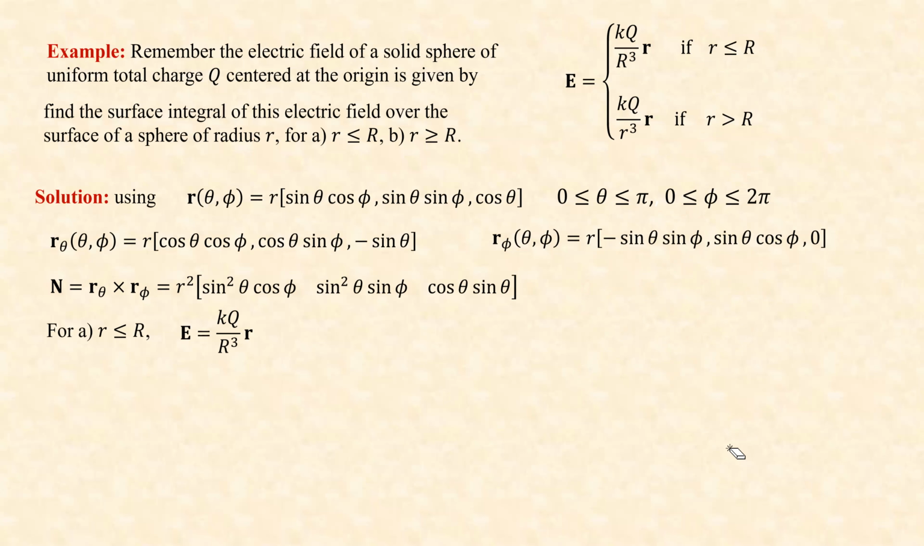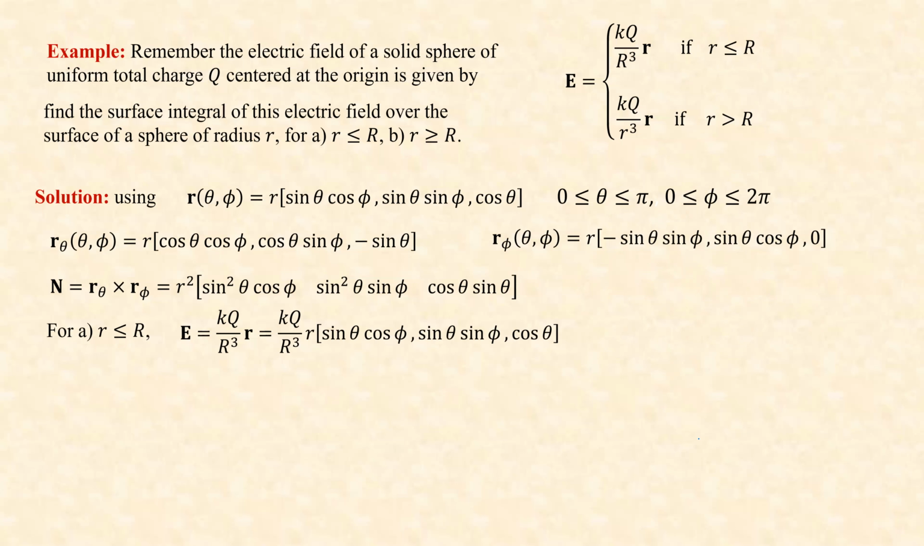But now we have E for r less than R, meaning we are inside the sphere. E is equal to kq over R cubed times the vector r. So r is this again, and we multiply that by kq over R cubed. That is the electric field in terms of these parameters.